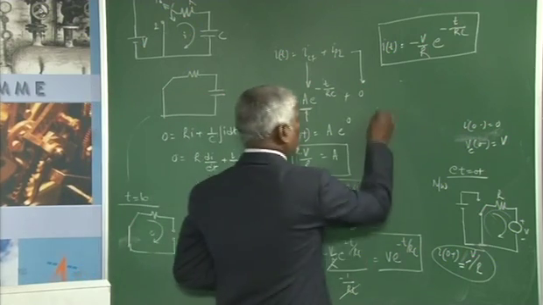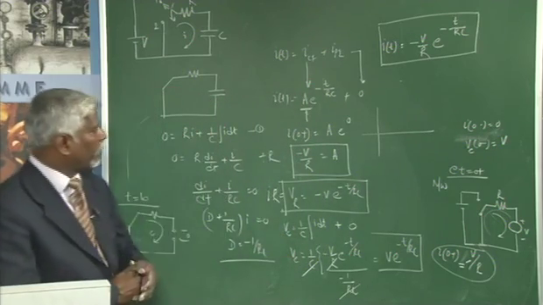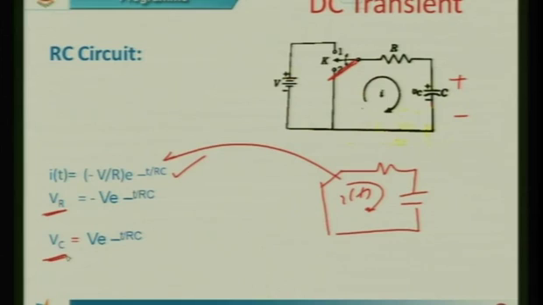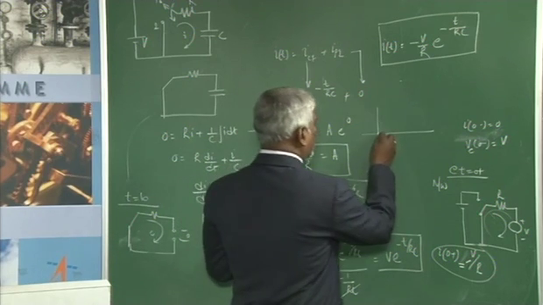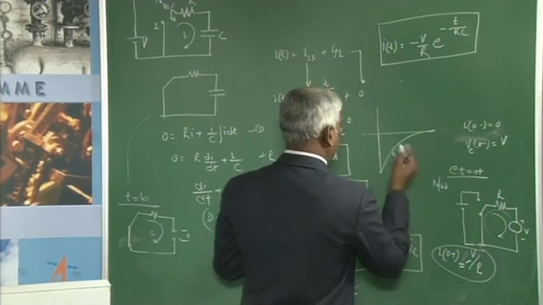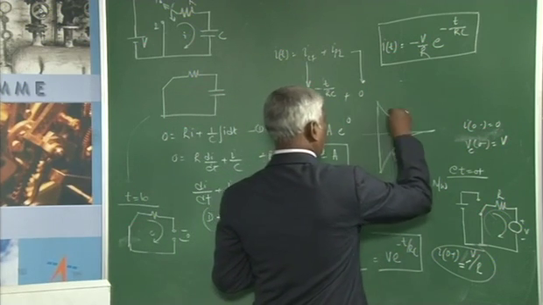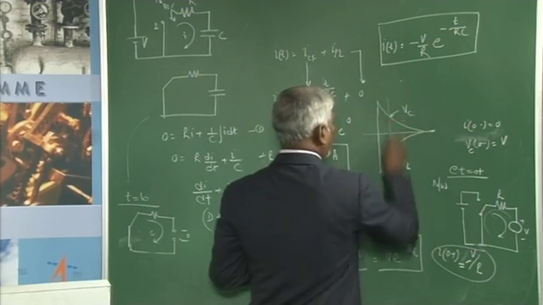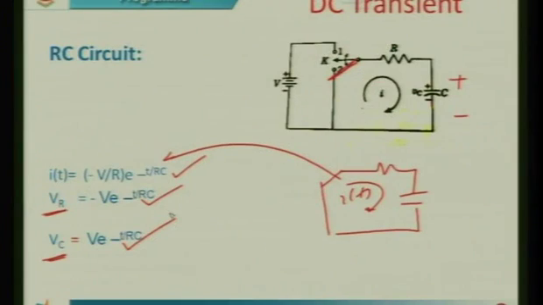If you plot these two, what will be the voltage across your resistor? The voltage across the resistor is minus V e to the power of minus t by RC, just see here. The voltage across the capacitor is V e to the power of minus t by RC, is what we have got. So, at t equal to 0, the voltage across the resistor will be minus V. This is your VR. The voltage across the capacitor at t equal to 0 will be V. So it starts here, this is your VC. At any point of time, the sum of the voltages is equal to 0, because it is connected to a short.